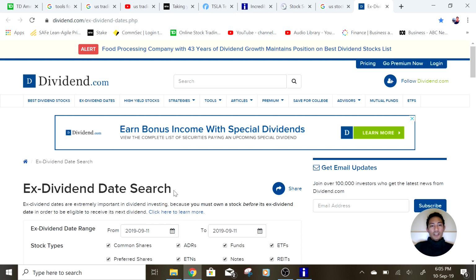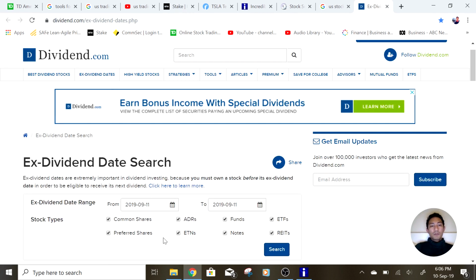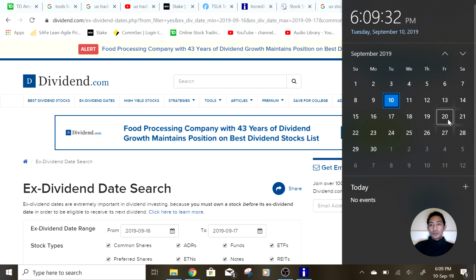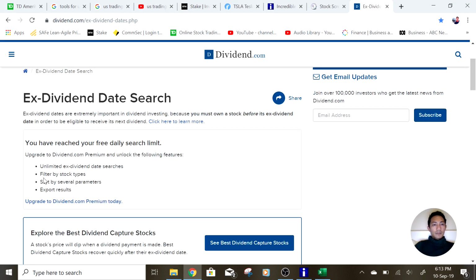Before I start purchasing shares, I'm looking for the ex-dividend date of companies. I want to purchase shares, specifically companies with ex-dividend date in at least a week's time from now. Time for some research. For the time being, I'll be looking for companies with ex-dividend date 16th to 20th of September. That's really annoying. I've reached my free daily search limit. Whatevs. Managed to find 2 companies, at least.